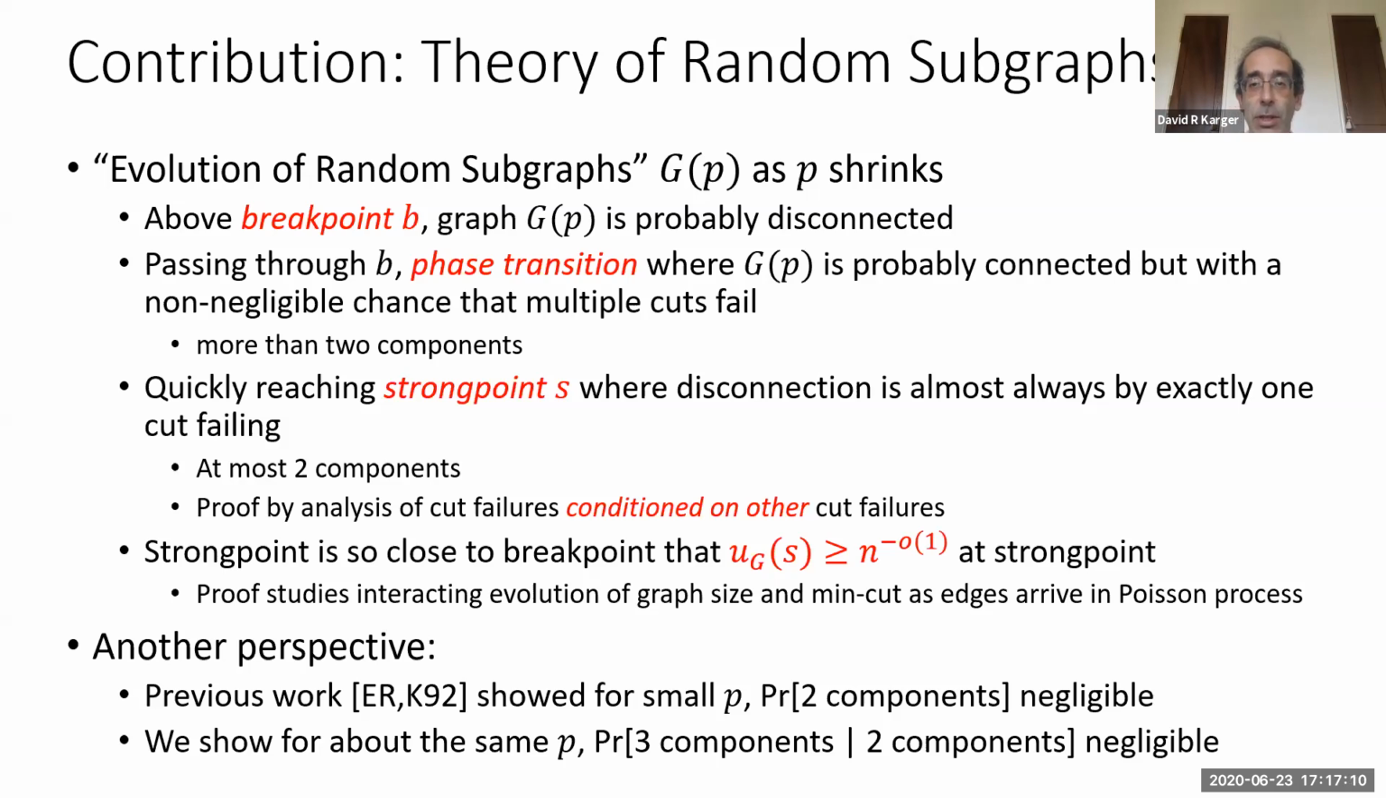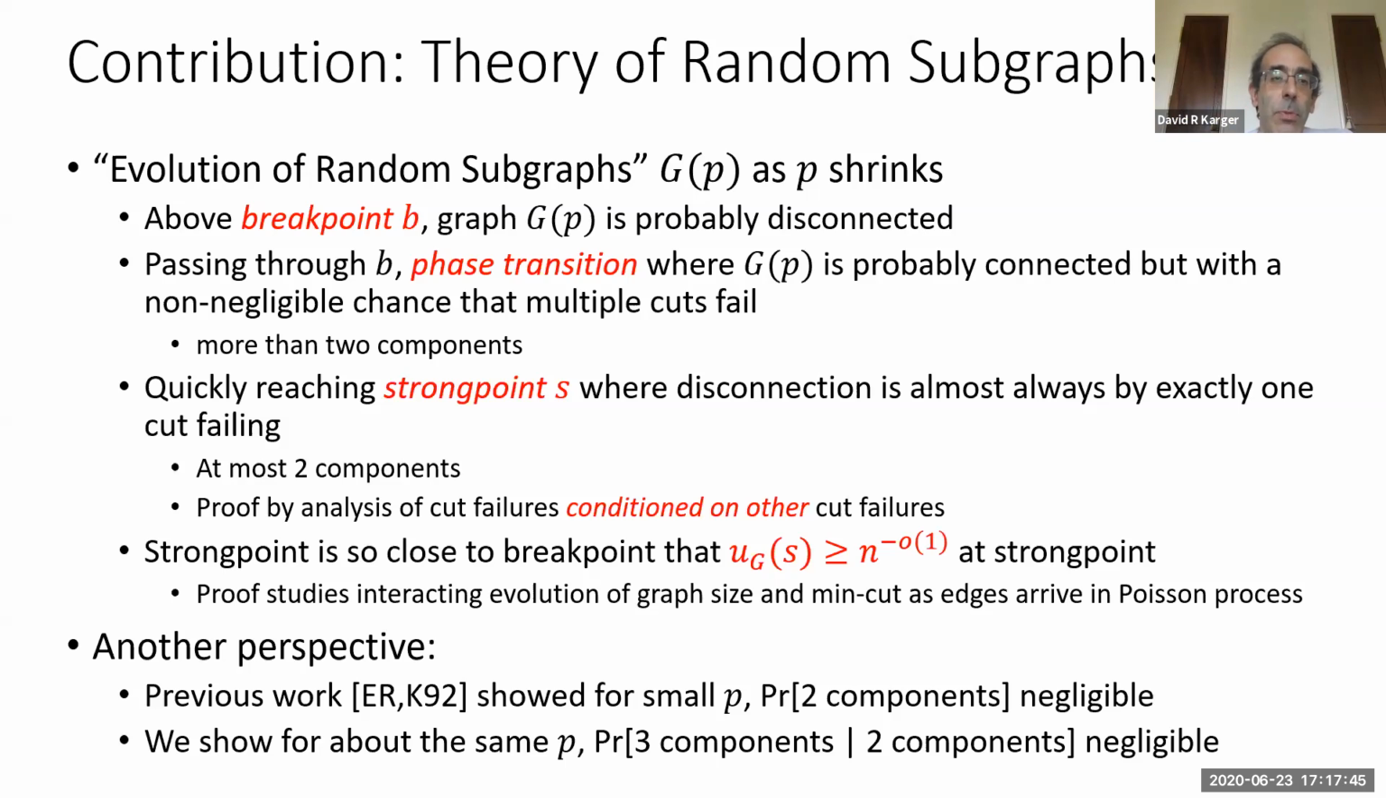So that in fact, even at the strong point, the unreliability, the probability of disconnection, is still quite large. And so you can use the naive Monte Carlo estimation all the way down to the strong point. And the proof of this is a direct study of the evolution of the graph's size and the minimum cut as edges arrive one at a time in a Poisson process. And so it actually has some relationship to the work that Jason just showed you, which also studies the evolution of graph sizes and degrees.